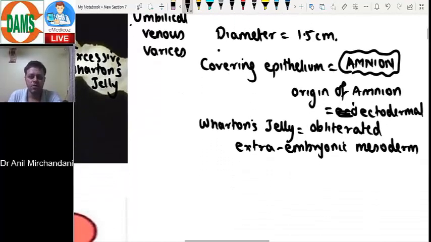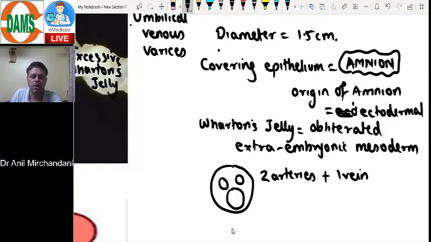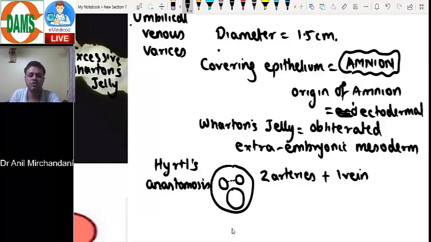Now below that you will find there would be 2 arteries and 1 big vein. Two arteries plus 1 vein. And I told you in the chapter called placenta, there can be Hyrtl's anastomosis, which are anastomosis between 2 arteries to maintain the pressure. So Wharton's jelly, then 2 arteries and 1 vein, and Hyrtl's anastomosis.